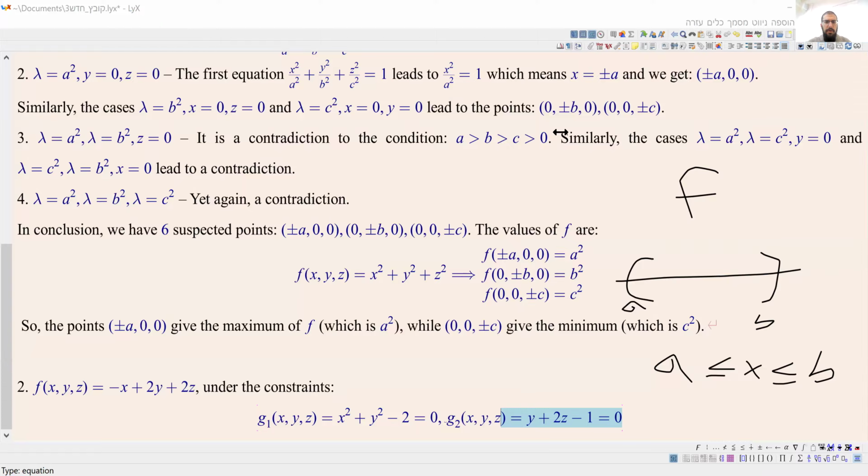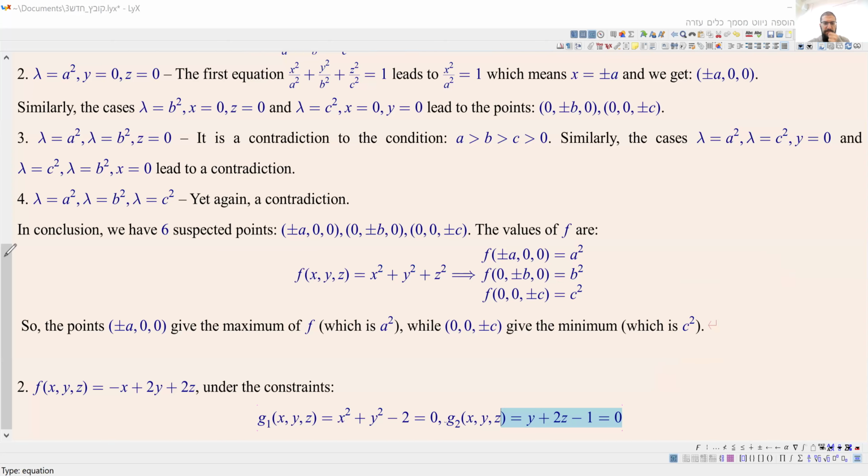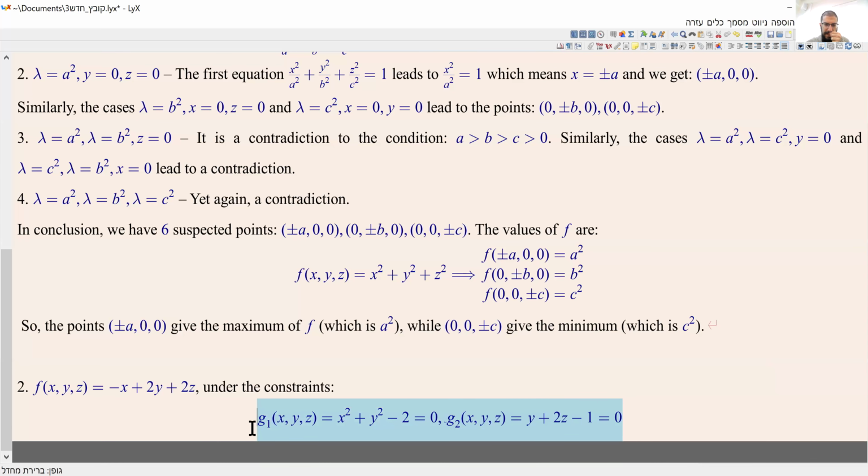In mathematical slang, we call it constraints. So it's not that the function f is under the constraints, it's more that the domain is under the constraint. Not every point x, y, z, but every point x, y, z that satisfies these conditions.